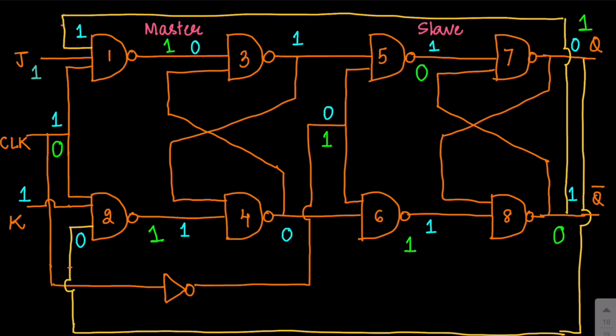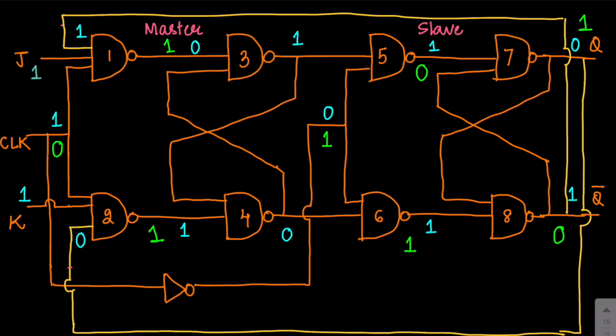So what we understand, in a very short way, is that when the clock was equal to 1, the master was responding, but the slave was not, and the output remained in the previous state. When the clock became equal to 0, the slave started to respond and the master was inactive, and the output toggled. Why did the output toggle? This is because we had kept the input J equal to 1 and K also equal to 1.